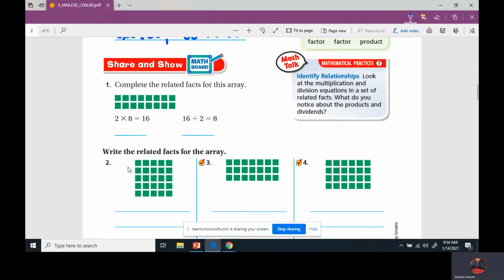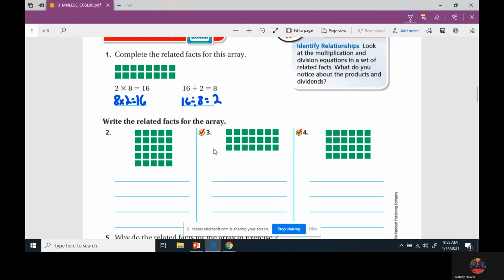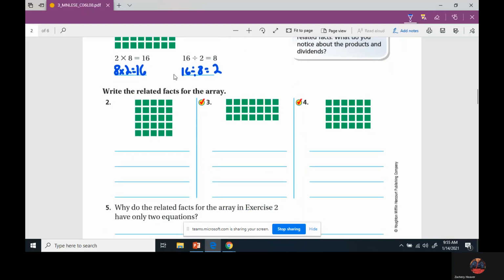Complete the related facts for this array. So 2 times 8 is 16. Let's switch it. 8 times 2 is 16. 16 divided by 2 is 8. Okay, let's switch it. 16 divided by 8 is 2. With multiplication, we switch the factors. With division, we switch the quotient and the divisor. The dividend always stays the same. That's the number we're going to put it into.